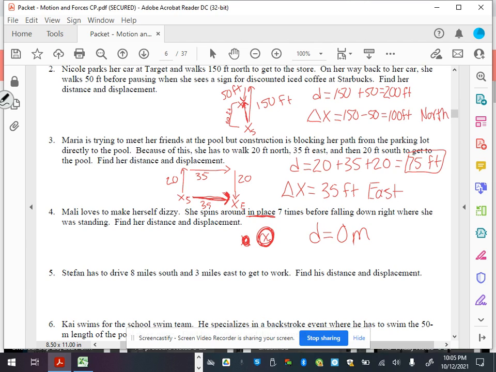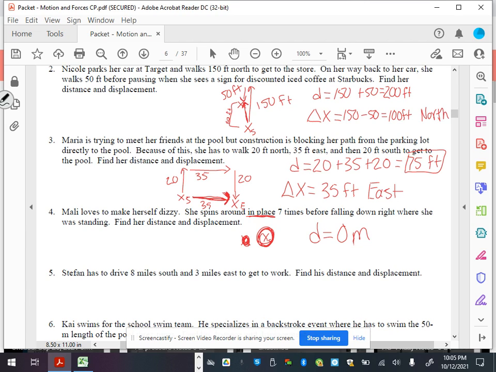Because she moved in a circle, but she didn't actually move off of that starting spot at all, her total distance actually traveled is 0. She spun around in a circle, but that's not traveling. In order for you to have distance, you have to move away from a starting point.